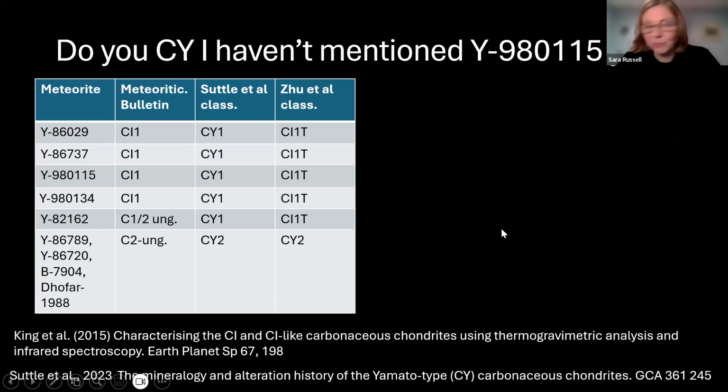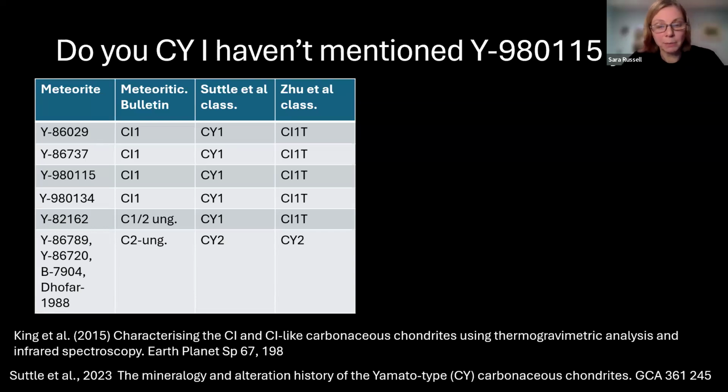And next, I have to rattle through this because I have quite a lot of stuff to show you during this talk. But next, we're going to talk about the CYs. So the CYs, you might be wondering why I didn't talk about these when I mentioned CI chondrites, because in the Meteoritical Bulletin, there are 4 additional CI1 classified meteorites, of which Y980001 is the biggest one.